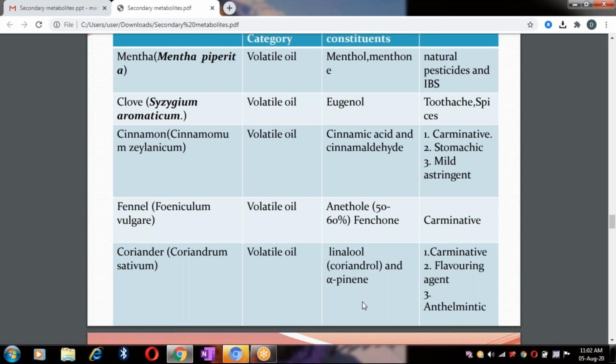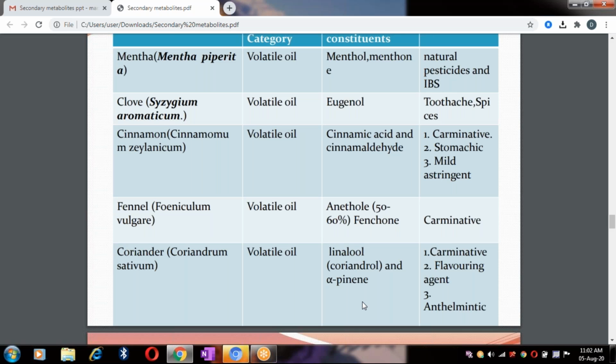Next is clove. Clove is the flower bud of Syzygium aromaticum or Eugenia caryophyllus. It has a volatile oil, namely eugenol. It is used as a dental analgesic basically. Next is cinnamon. It is obtained from the bark of Cinnamomum zeylanicum. It has cinnamaldehyde as the main content here.